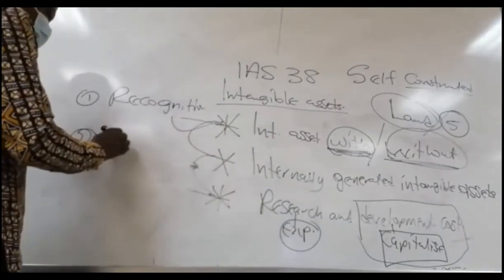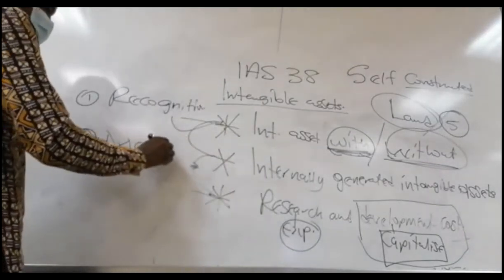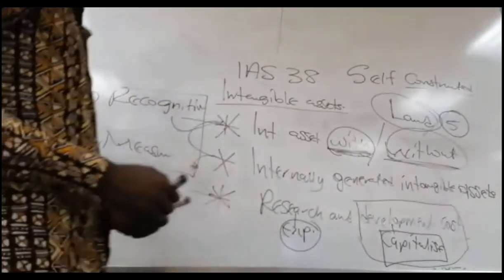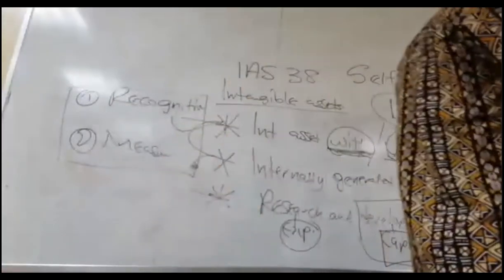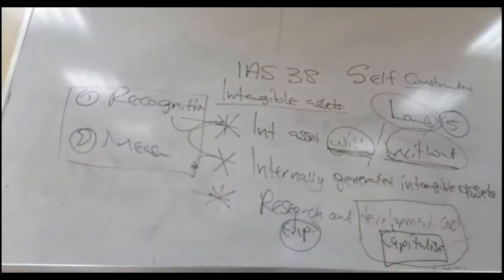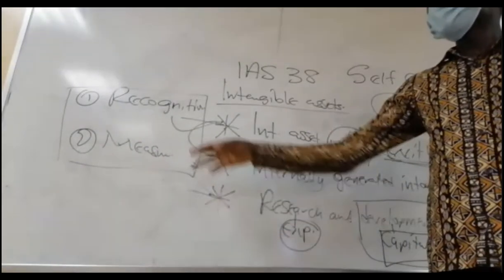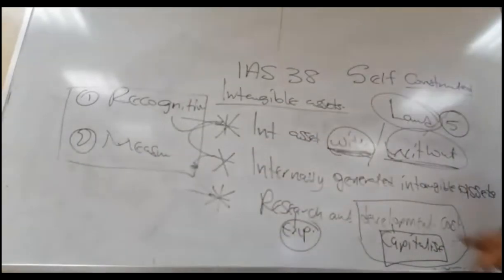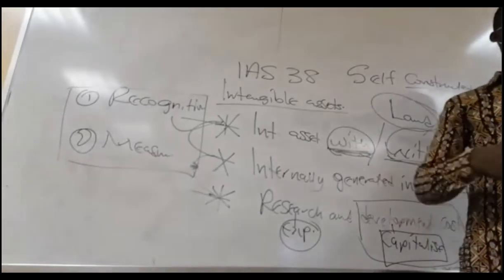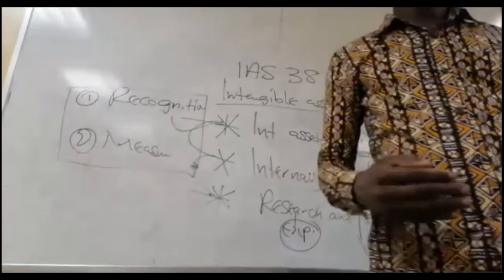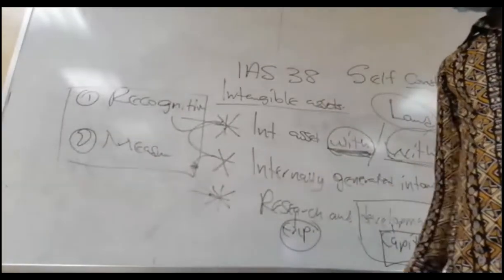Two, measurement. So these are the same as what? IAS 16. So we don't need to talk about it plenty. Recognition and measurement of intangible assets are basically the same as what we did on IAS 16. It must be recorded as non-current assets if two conditions are there. One, probable that future economic benefits will flow to the entity. Two, the cost involved can be measured reliably. Then that is it.